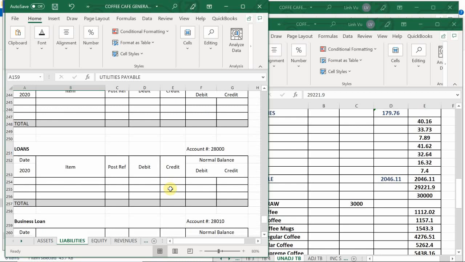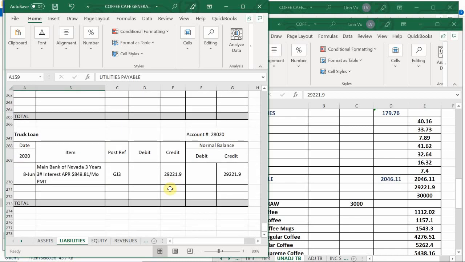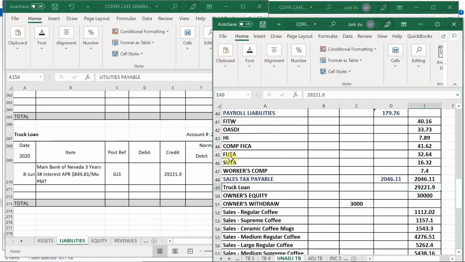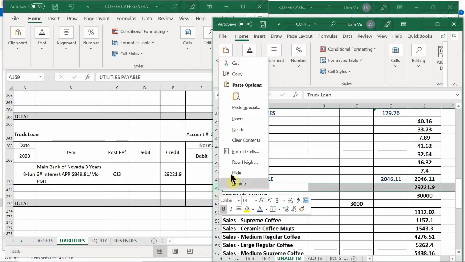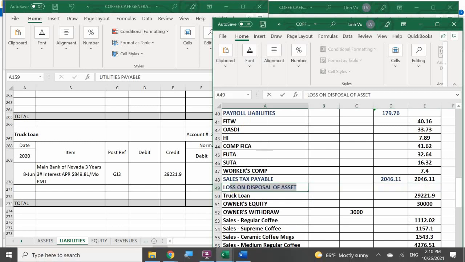And loans is a main account, right? Yeah, loans is a main account. Okay. Did I take any business loans? Nope. But I have a truck loan. Okay. So in this case, I'm going to insert a new line here for the truck loan.